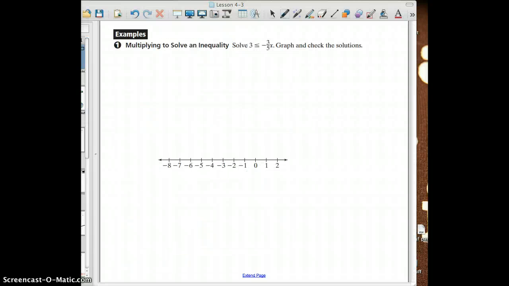All right, let's look at example 1. We're multiplying to solve an inequality. We have 3 is less than or equal to -3/5 x. So we want to solve for x.